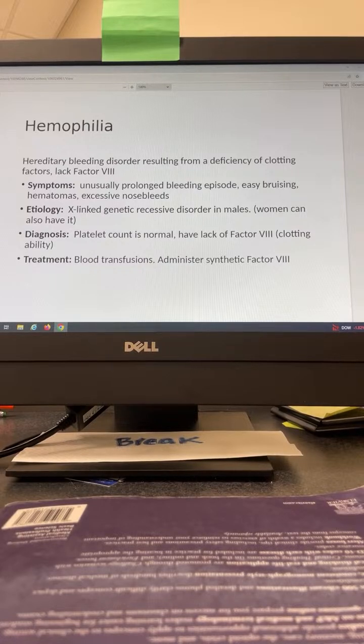So how we treat this is that you can give them synthetic factor 8, or you can give them blood transfusions if it's severe enough. But that is it. Yay, we're at the end.